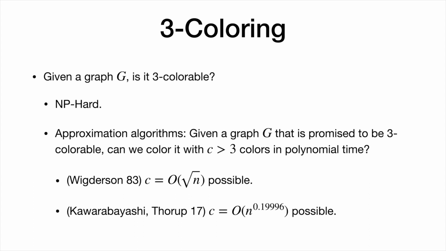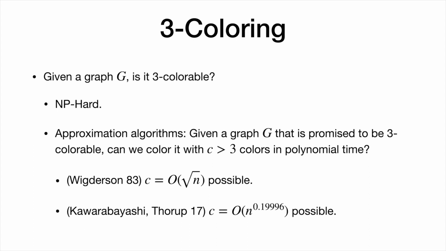And so we are interested in approximation algorithms for this problem. And what do I mean by approximation algorithms? By that I mean, given a graph G that is promised to be three colorable, the goal is to color with some C greater than three colors, but in polynomial time. For example, can we color it with 4 colors or 10 or log n or even n-1?